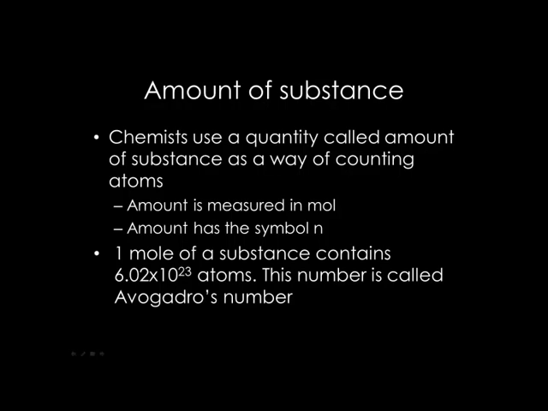So the amount of substance. Chemists use a quantity called amount of substance as a way of counting atoms. The amount is measured in mole, given the unit mol, and it has the symbol n. 1 mole of a substance, any substance, contains 6.02 times 10 to the 23 atoms or particles. This number is called Avogadro's number.